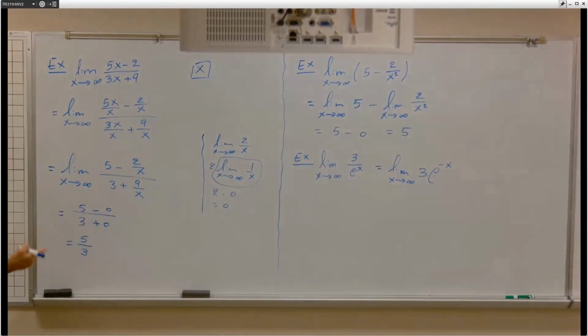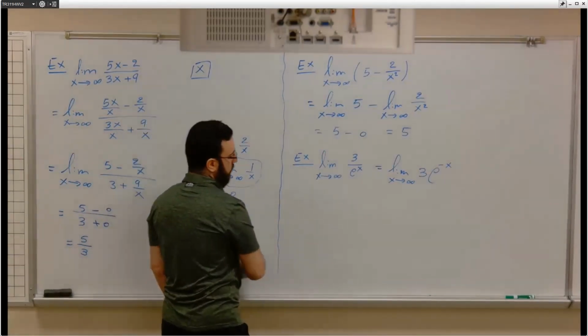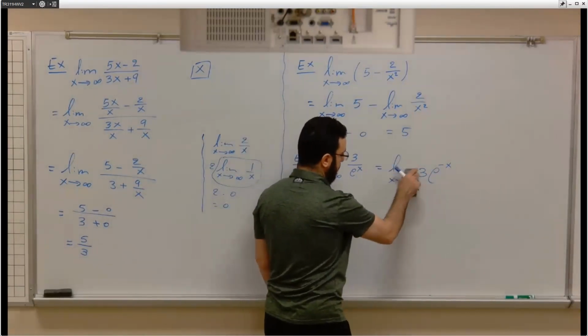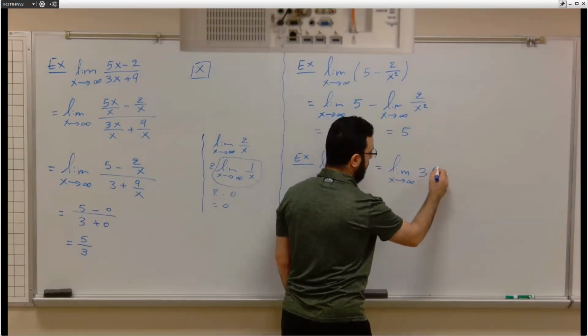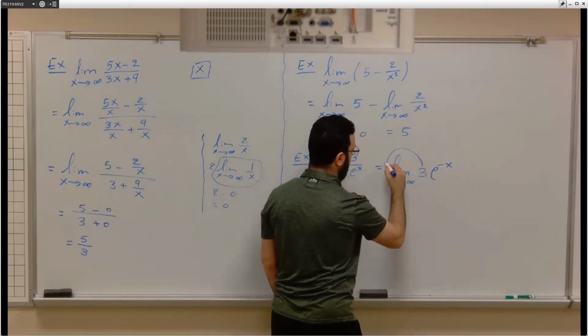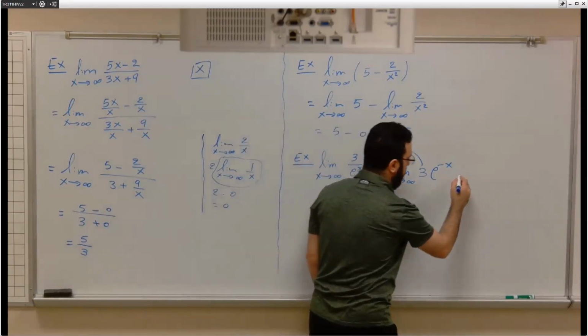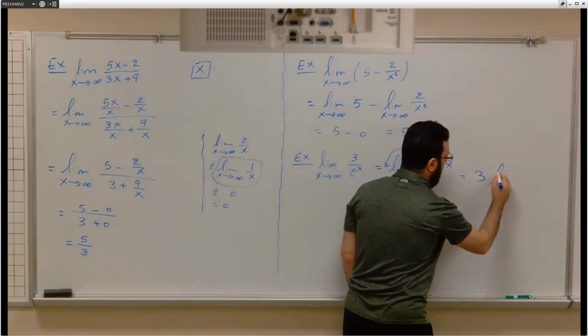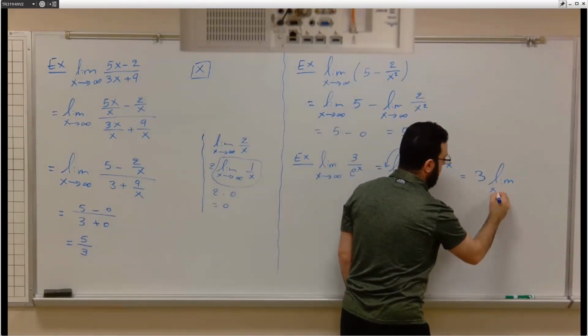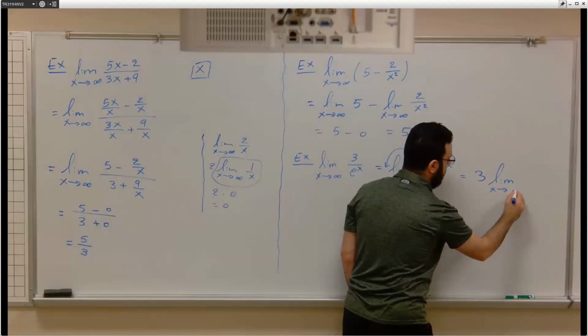Can I take the 3 out of the limit? Yes or no? Can I take the 3 here? Yes, it's one of the limit rules. So this one is going to be equal to 3 times the limit as x approaches infinity of e to the negative x.